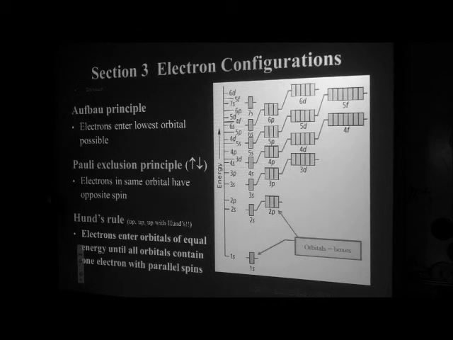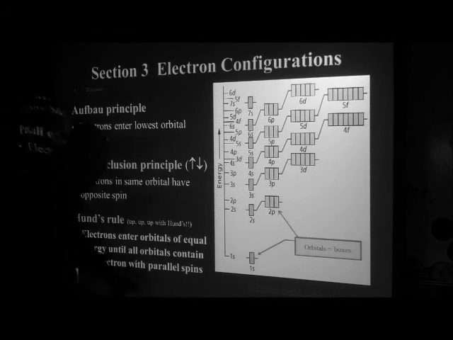So there's one more rule, and it's called Hund's rule, H-U-N-D-S, Hund's rule. And we always think of it as up, up, up with Hund's, hooray, up, up, up with Hund's rule. It's wonderful. This says that electrons enter orbitals of equal energy until all orbitals contain 1 electron with parallel spin. Okay? What that means is this.